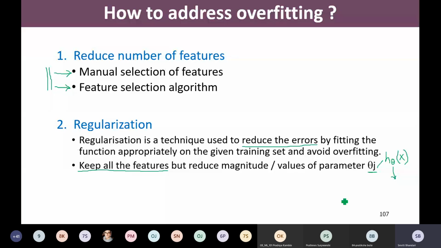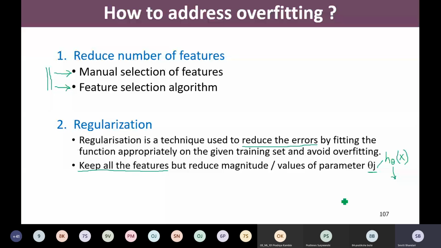Whenever we try to find the hypothesis h theta, what we actually do? We try to come up with the optimal parameter vector theta that is defining our hypothesis, right? So in this regularization, what we are going to do next is keep all the features, but try to reduce the magnitude or the values of the parameters theta j.